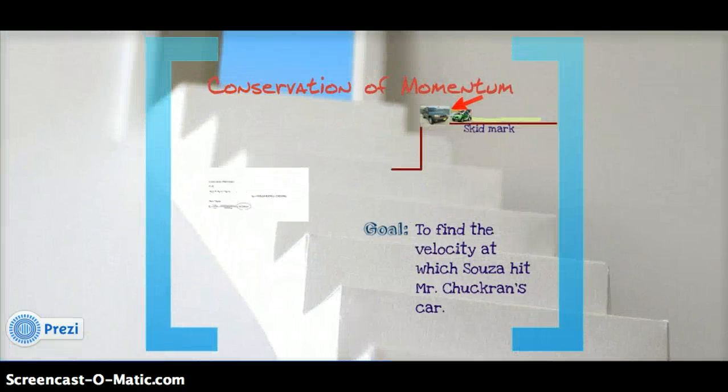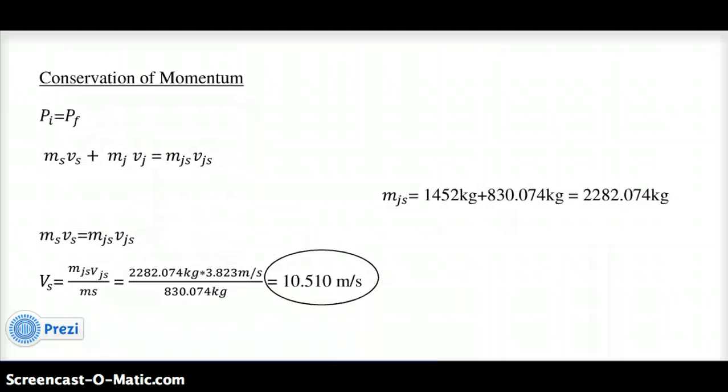Next, we did the conservation of momentum. Our goal was to find the velocity at which Souza hit Mr. Chuckran's car. So we did Pi equals Pf. We did mass of Souza's car times the velocity of it plus mass of the Jeep times the velocity of the Jeep equals mass of both of them and the velocity of both of them. We solved for Vs, and we got 10.510 meters per second.